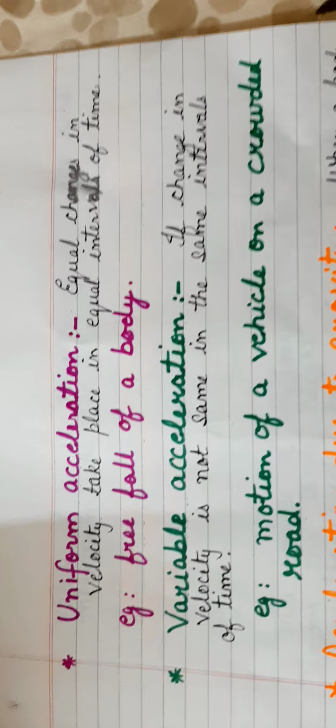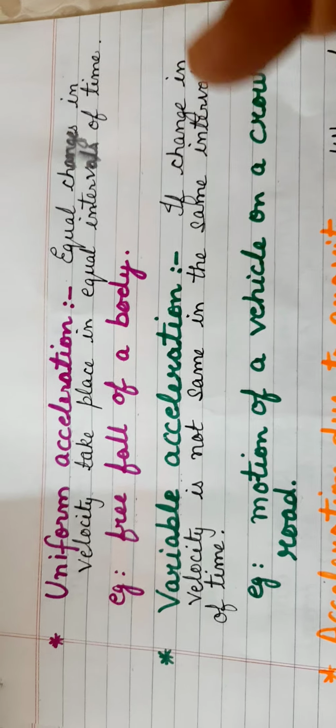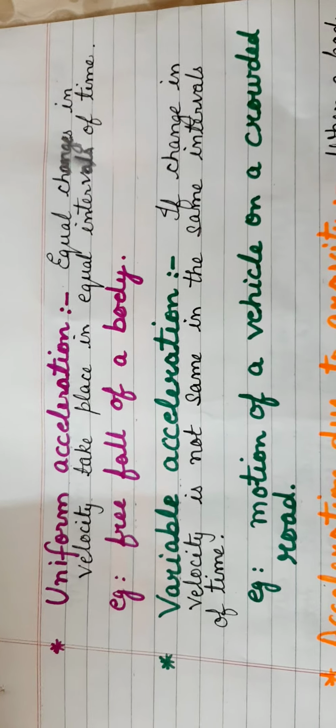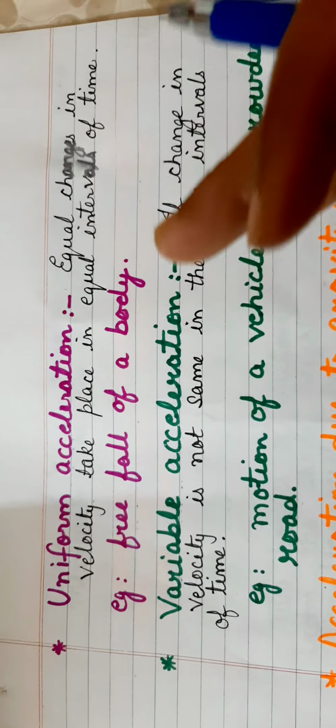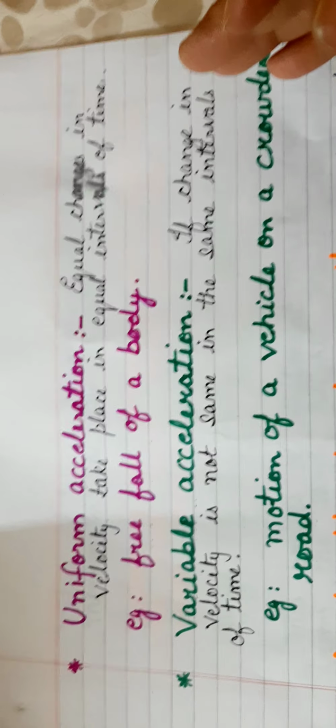The first one is uniform acceleration. From the name, it is very clear that when there are equal changes in velocity, whether it is an increase or a decrease, it should be an equal change in velocity in equal intervals of time. For example, if a car is showing a steady increase in velocity of 10 meters per second after every half an hour, in the first half an hour it is 10 meters per second, in the second half an hour it is 20 meters per second, in the third it is 30 meters per second.